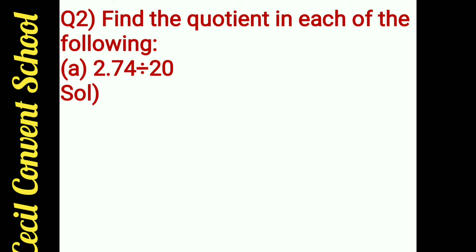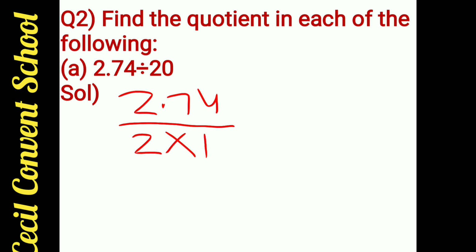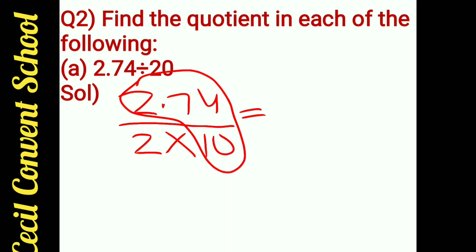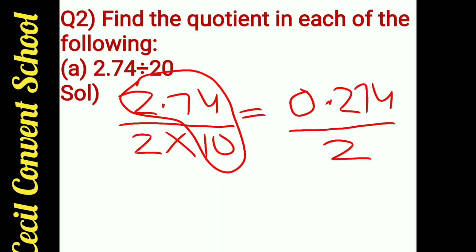Now how to divide 2.74 by 20? First of all, we write 2.74 as it is, and now 20 I will split into 2 into 10. Clear? Now what I do, I will divide 2.74 by 10. Students, as you all know, when any number you divide by 10, that number will shift 1 place to the left. So when I divide this number by 10, your answer will be 0.274.